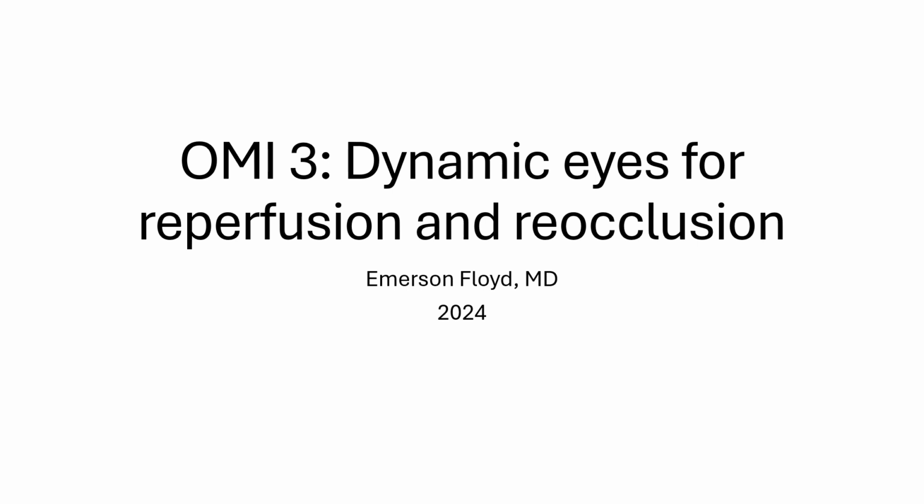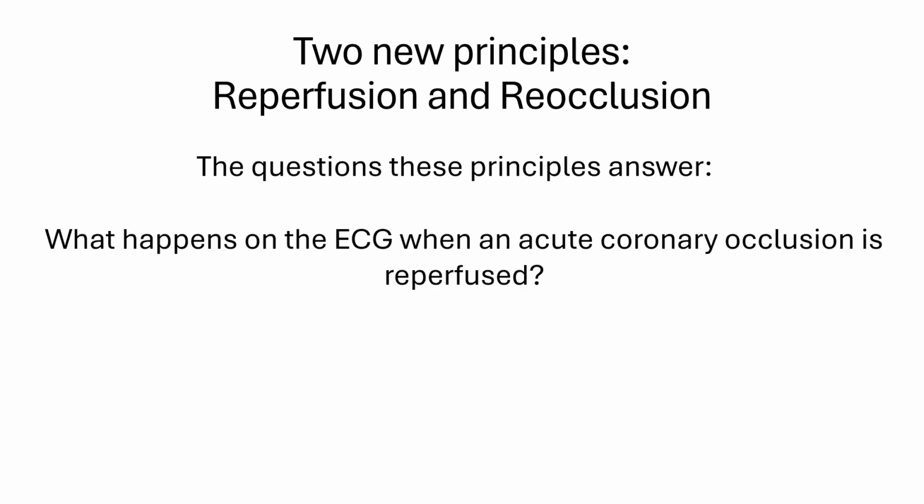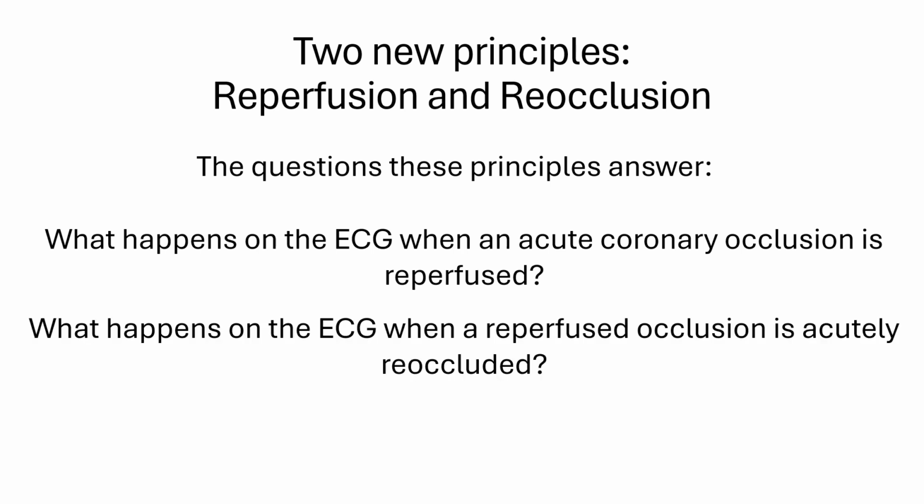This is the third video in our OMI series and the first of two on developing dynamic eyes for occlusive MI. We'll introduce two new principles in this video, reperfusion and reocclusion. These principles answer two questions respectively. First, what happens on the ECG when an acute coronary occlusion is reperfused? Second, what happens on the ECG when a reperfused occlusion is acutely reoccluded?